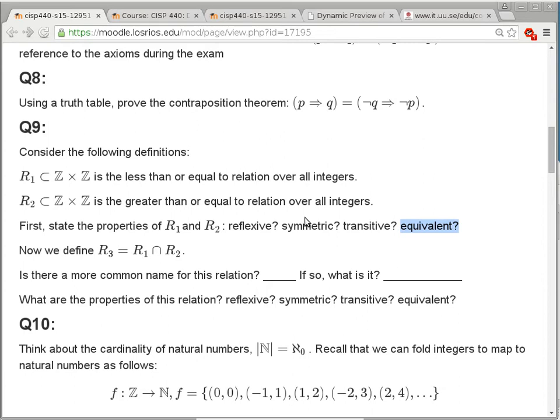But that just kind of worked for me. I don't know whether it works for everybody or not. All right, now here comes the fun part, because now I'm taking the intersection of the 2 relations.